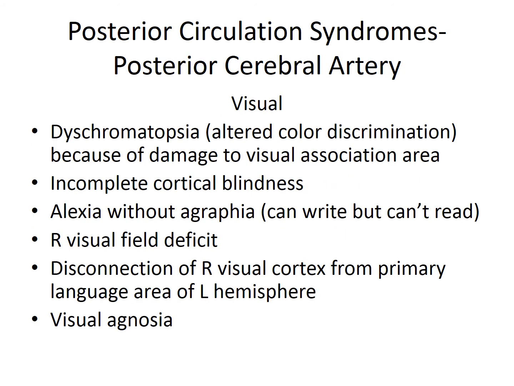With an infarct in that posterior cerebral artery, we would also expect to see visual deficits. The first one, dyschromatopsia, which is an altered color discrimination because of damage to the visual association area. We could also see incomplete cortical blindness, alexia without agraphia, can write but they can't read. We might see a right visual field deficit. There will be a disconnection of that right visual cortex from the primary language area of that left hemisphere, and we could also see visual agnosia.